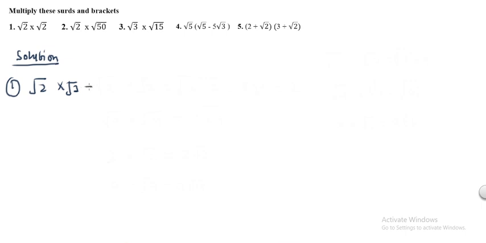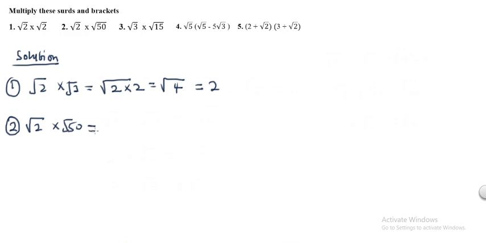Root 2 times root 2 is simply equal to the square root of 2 times 2. The square root of 2 times 2 is the square root of 4, and that is ultimately equal to 2. So this is another problem. We are told to find root 2 times root 50. Now you can pause the video and try to do all of them yourself.